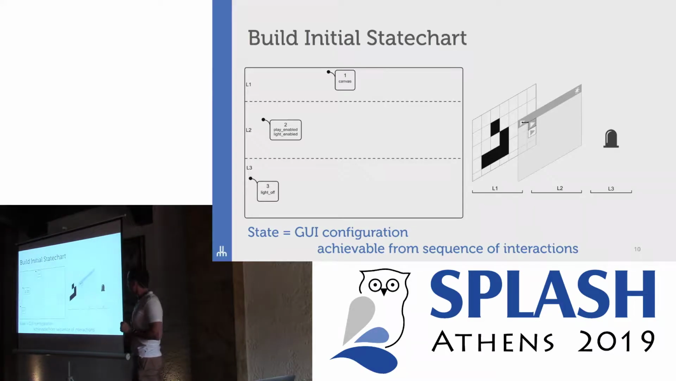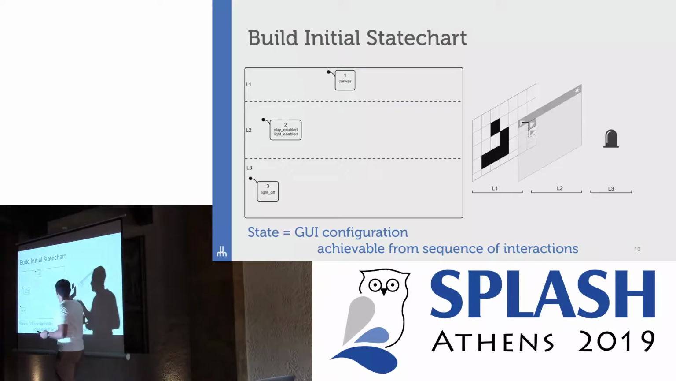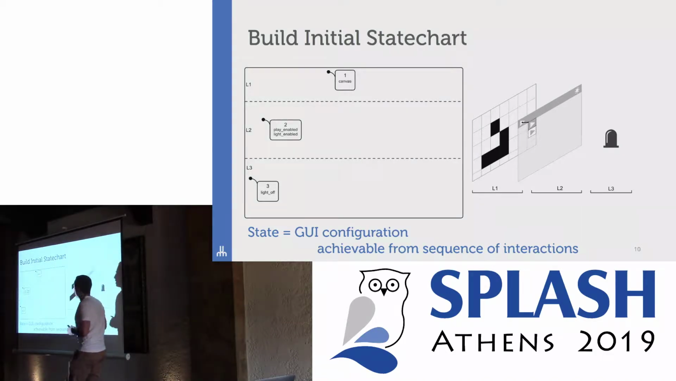And from there, we generate our initial state chart, our state machine, with one state per layer. Basically, each layer here represents a layer of my user interface, and here I call them layers. They're orthogonal components and states. Basically, the initial states that we have there are the initial configuration, that is, when you start your editor. So every state that I'm going to have in my state machine is a GUI configuration that is reachable from a sequence of interactions.